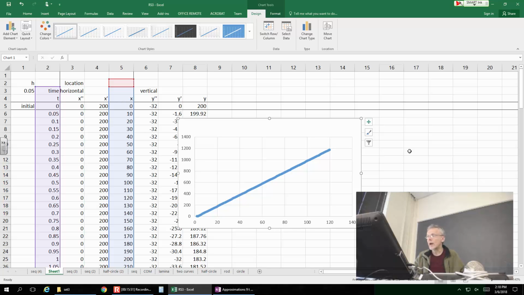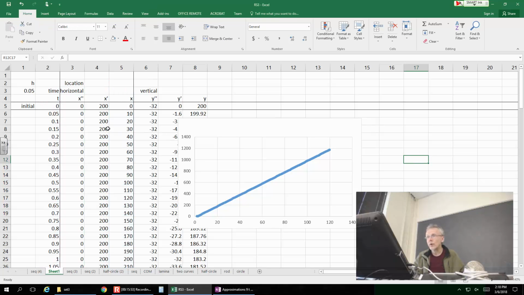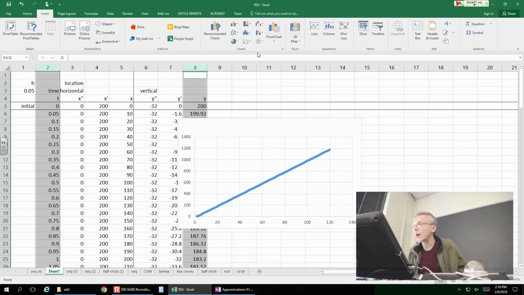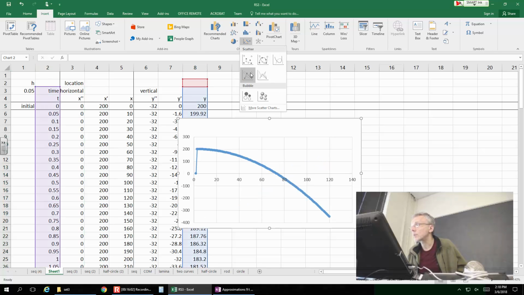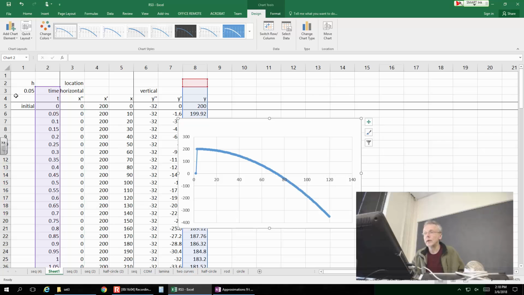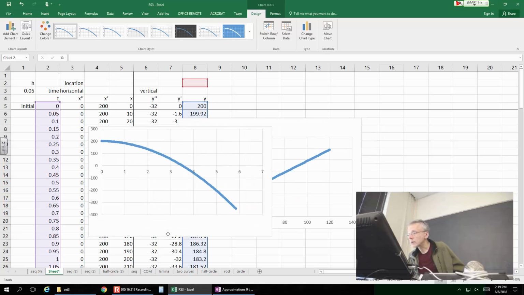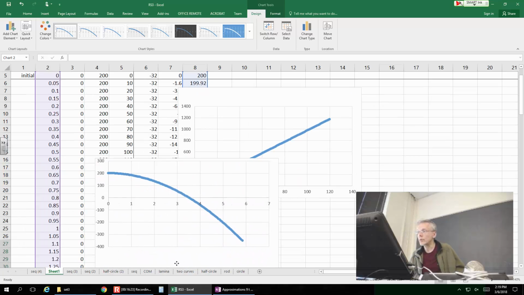Okay, so now the vertical is different. So I do the same. So I highlight t's and I highlight y's. Okay, so once again, insert scatter plot, the same scatter plot. Okay, so well, I have to fix it a little bit. Okay. So well, that is the. Hold on. Okay. So compare the two.